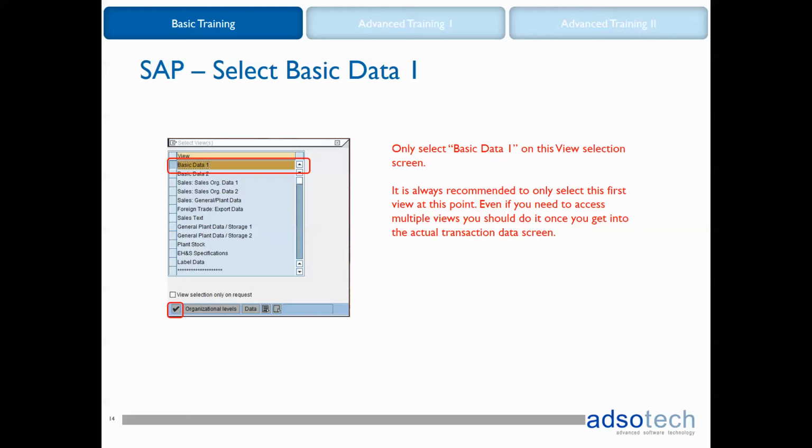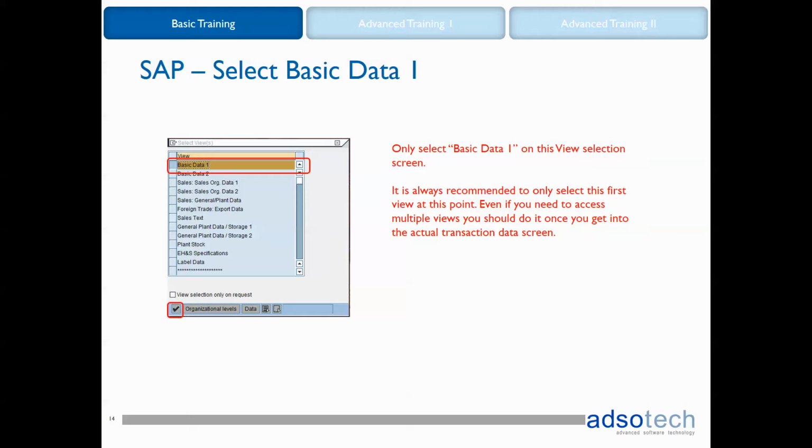The consideration here is that we only want to select one view, and usually the best choice here is Basic Data 1. Basic Data 1 is pretty much always the top choice here. It's the first one in the list, and its placement in the list does not change from material to material. So it's a safe bet. It's always in the same place. Some of the other ones might change.